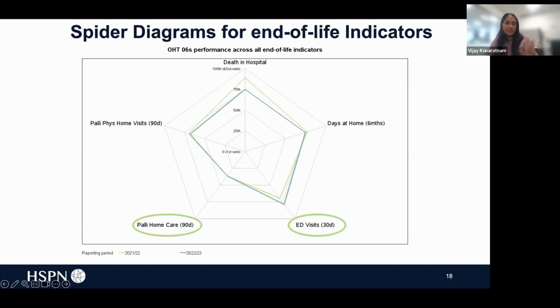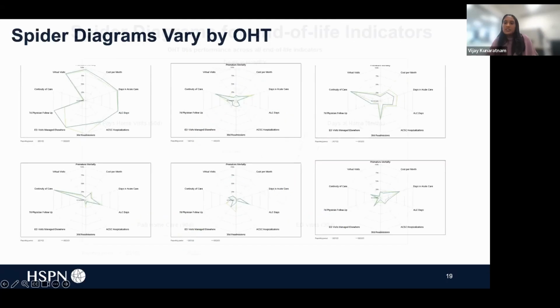And this is just another example of a spider diagram, for end-of-life indicators. I just wanted to end off by saying the spider diagrams really look very different, and these are just different examples of how much they can vary from OHT to OHT. But if you want to see overall how an OHT is doing, you want to ideally aim for a very small web.